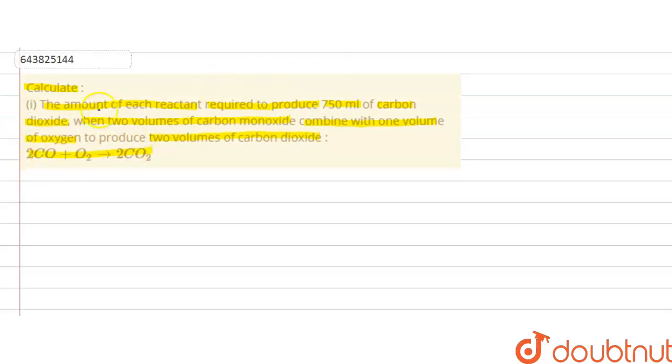So in this question we have to calculate the amount of the reactants, that is the mass of each reactant, carbon monoxide and oxygen, that is required to produce 750 ml of carbon dioxide when 2 volumes of carbon monoxide and 1 volume of oxygen combine to form 2 volumes of carbon dioxide. So according to this, 2CO plus O2 forms 2CO2. We are given that 750 ml of carbon dioxide is required to produce. So we have to calculate the amount of the carbon monoxide and oxygen, that is the mass of each reactant.